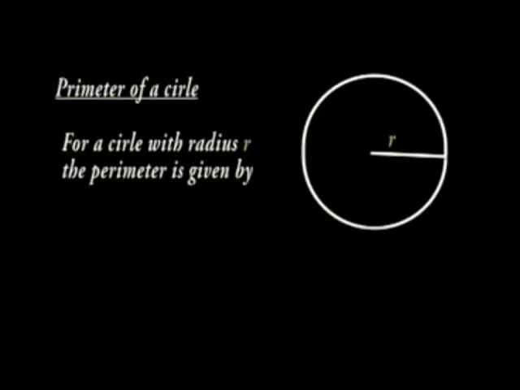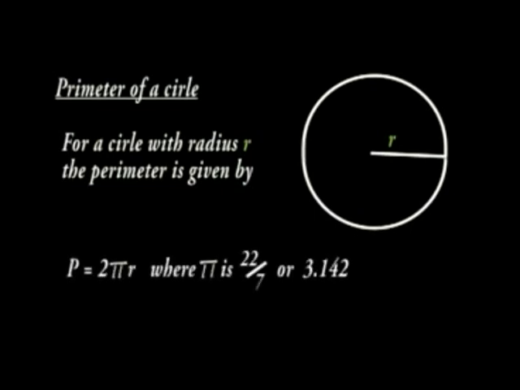Perimeter of a circle. For a circle with radius R, the perimeter is given by P is equal to 2 pi R, where pi is 22/7 or 3.142. Remember that R is half the diameter D of the circle. The perimeter can be calculated as pi D. In a circle, the perimeter is commonly called circumference, often represented by C.